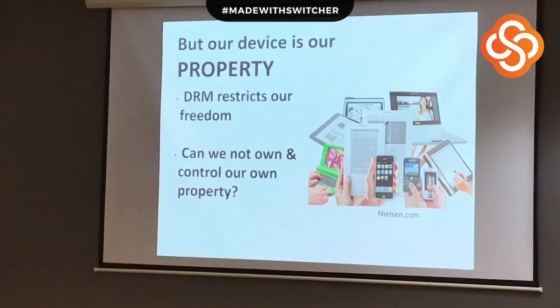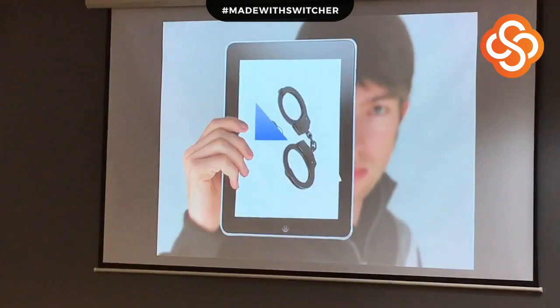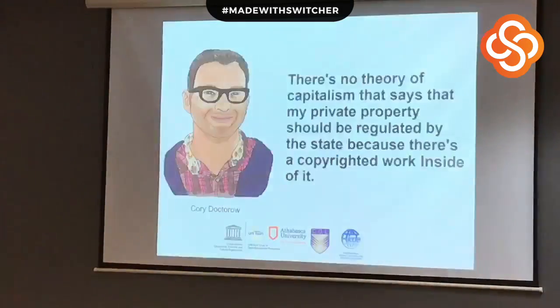We talked earlier on about them talking about intellectual property, and it's not property, it's a monopoly. But your device is your property. Your mobile device, your laptop, that's your property. These digital locks restrict your freedom to use that property. And it's a simple question: can we not own and control our own property? They put handcuffs on our devices, but we're innocent. Cory Doctorow says there's no theory of capitalism that says that the state should regulate how you use your device.